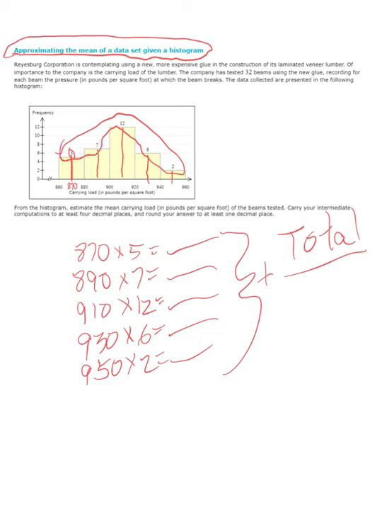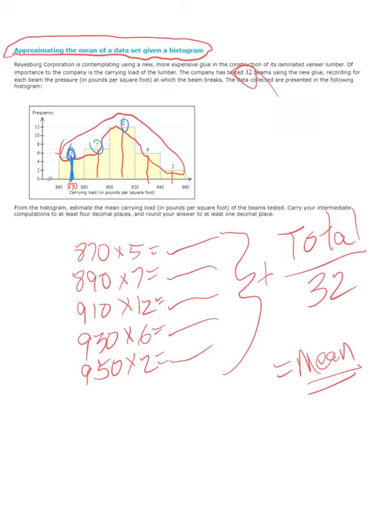And then usually they tell you that in the problem here. In this case, it's 32. So I divide by 32 and get my mean, or estimated mean, for this histogram. Again, it's not the actual mean because I don't know the exact value of these 5 or 7 or 12 scores. But we're estimating that they're somewhere in the middle here.